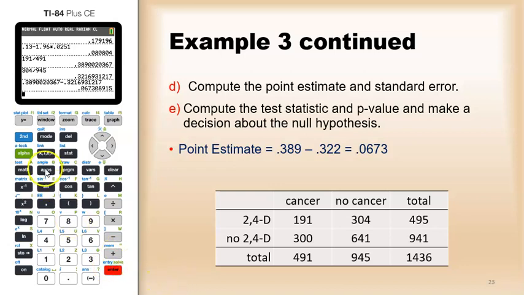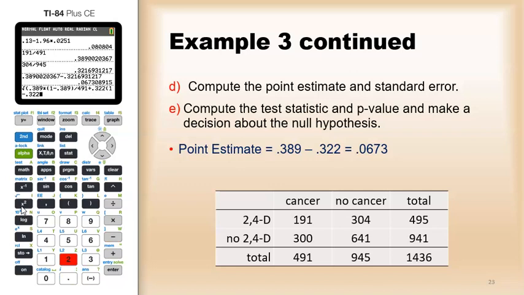As for the standard error, that'd be the square root. The first point estimate was 0.389 times 1 minus 0.389, divided by the first sample size, 491 dogs in the cancer group. For the no cancer group, the point estimate was 0.322, times 1 minus 0.322, divided by the number of dogs in the no cancer group, so 945. So the standard error is 0.0267.